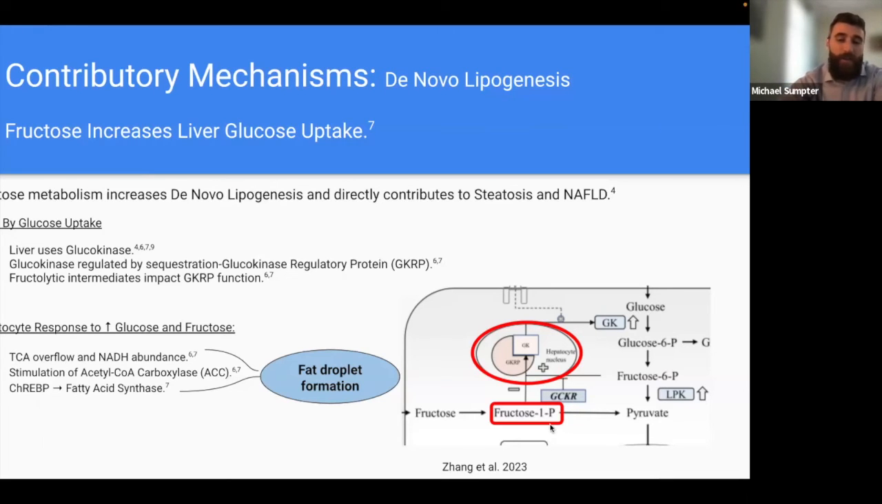And the effect of having fructose 1-phosphate bound to GKRP as opposed to fructose 6-phosphate is that GKRP can't perform its function quite as well. So this prevents the sequestration of glucokinase away from the cell membrane and allows glucokinase to stay there, phosphorylating more and more glucose on its way in, in a sense, allowing the hepatocyte to take up more glucose than it otherwise would have if fructose was not there.